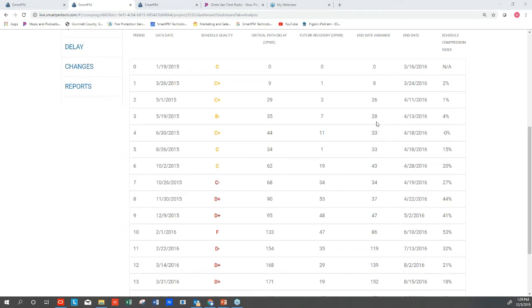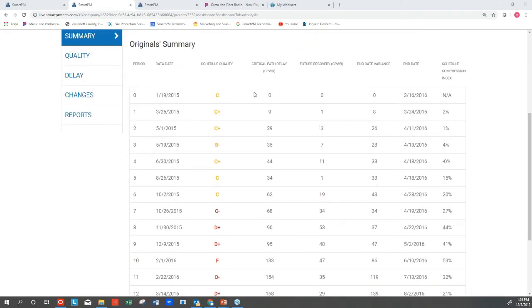But what you can see here is that, generally speaking, we're hovering around the same amount of delay days to end date variance up until this point in time. The same point in time, around 8/26, 10/2 to 10/26, where we see this schedule grade getting worse, is the same time frame that we saw the progress getting worse. And we also see that the end date's not changing and the compression's going up. So now I'm starting to understand something here through this trend.